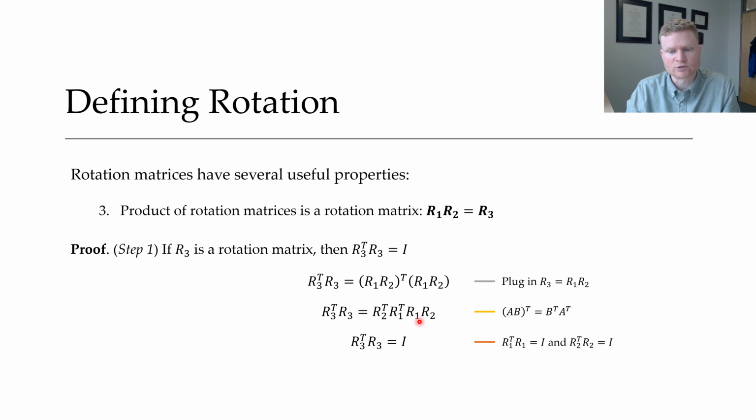Right? So I've got R1 transpose R1. Take a second and think about it. We know that R1 is a rotation matrix. What does that mean about this multiplication? Well, it's equal to identity, right? So this is going to go away.